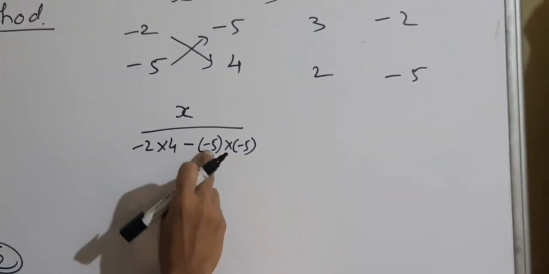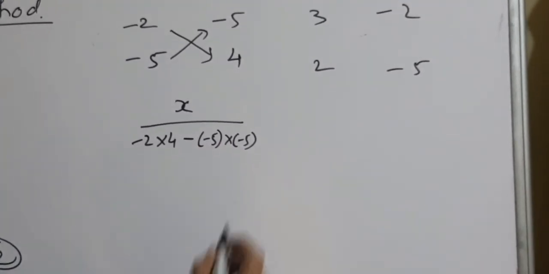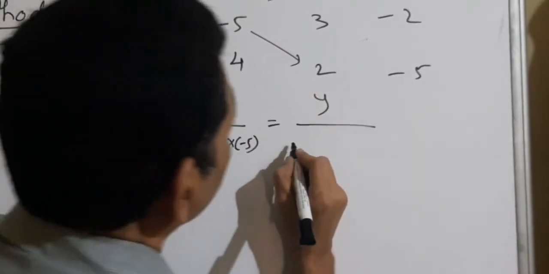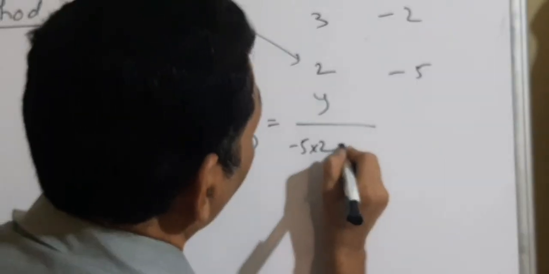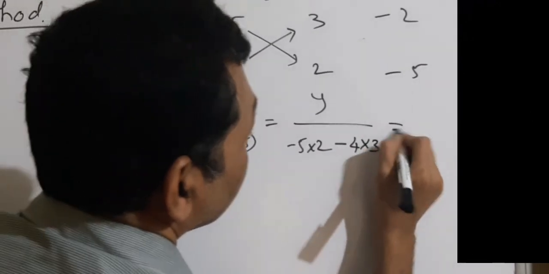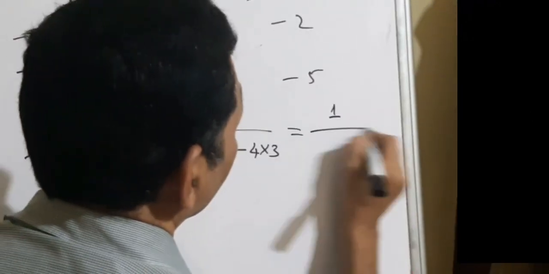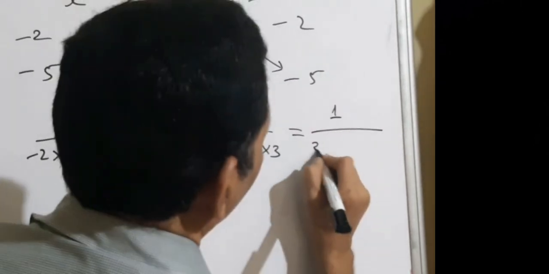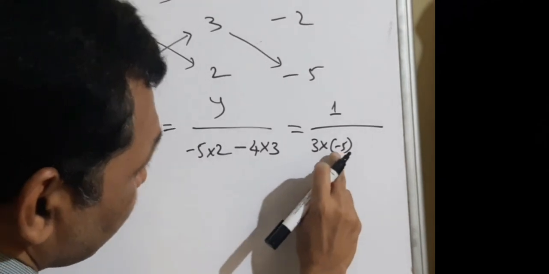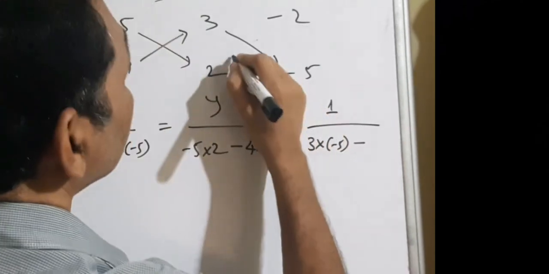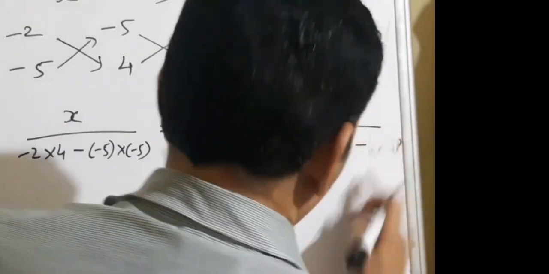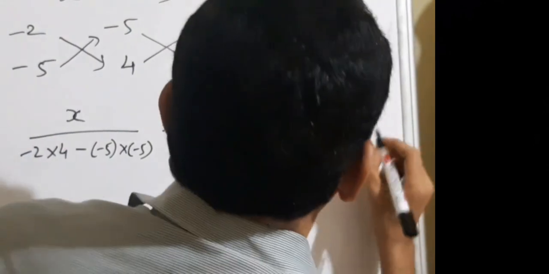Whenever we have two signs together, we have to put a bracket. This is equal to y upon, always starting from this point, minus 5 into 2 minus 4 into 3, which is the same as 1 upon 3 into minus 5 minus minus 2 into minus 2. As I told you earlier, whenever there are two signs together or a minus sign, we put it in brackets.